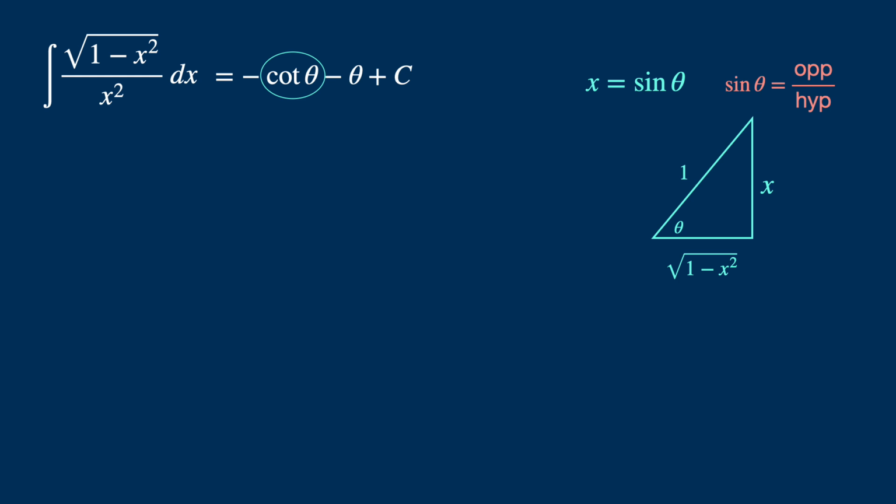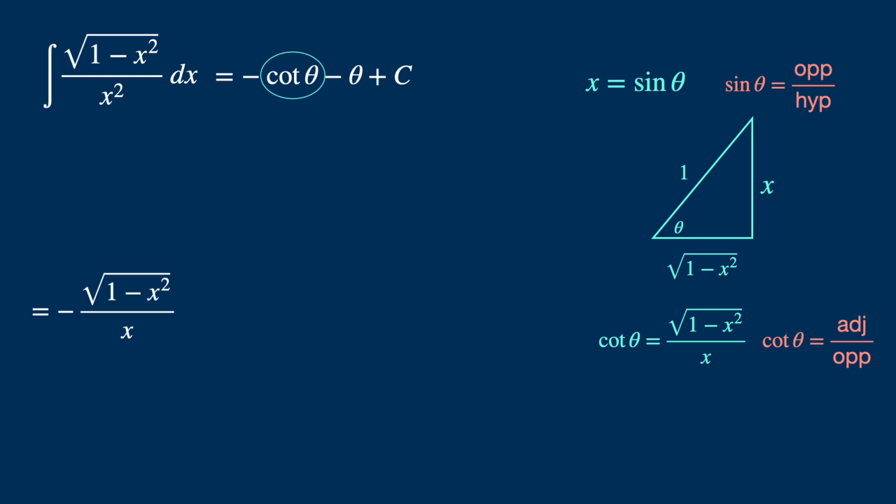Now, what is cotangent theta? You can use the definition of cotangent theta, which is adjacent over opposite. Now you find cotangent theta equals square root of 1 minus x squared over x. So negative cotangent theta equals minus square root of 1 minus x squared over x.